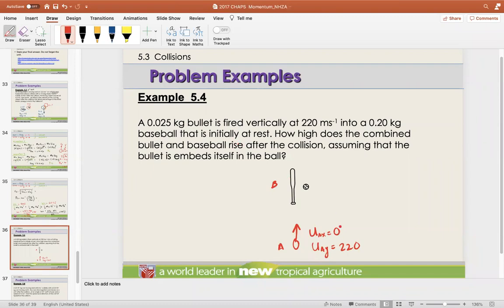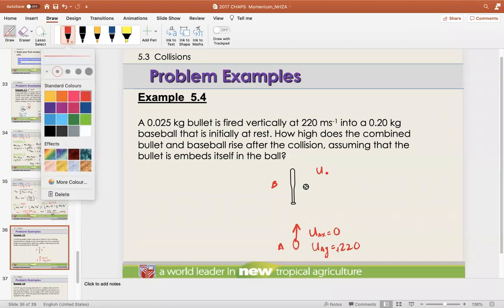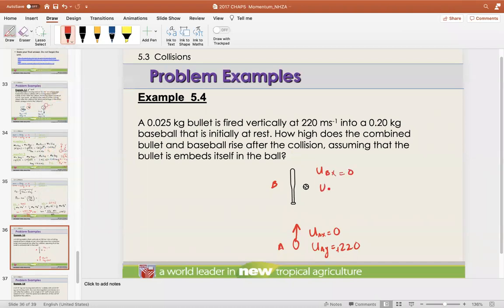Sorry, I got it reversed. So I am going upwards. Hopefully, I'm going upwards. It doesn't say. Okay, never mind, we assume you're going upwards. If not, the bullet goes from here, just downwards. But from our assumption, let's assume that it is going upwards. So this is a positive 220. My baseball is at rest. My UBX is 0 and my UBY is also 0. Okay, how high does the combined bullet, combined mass.